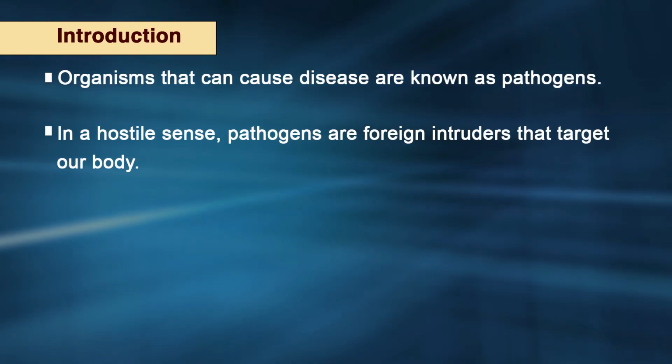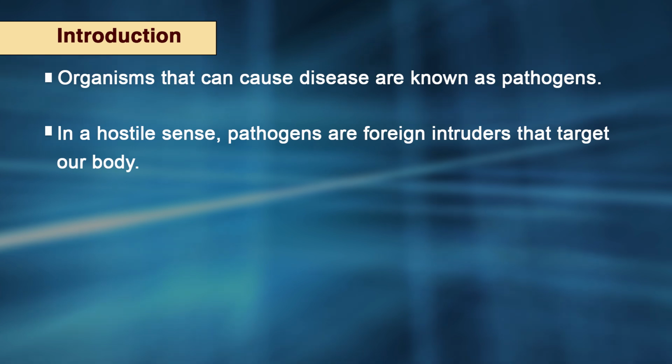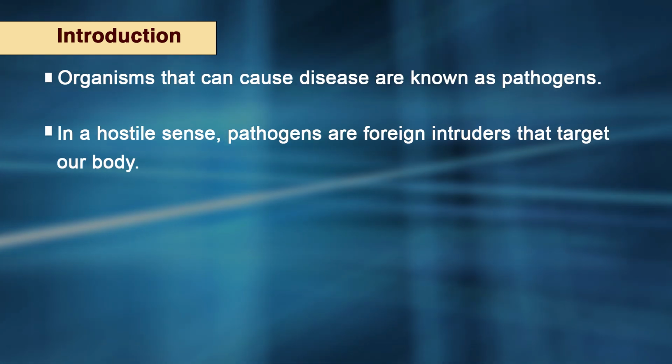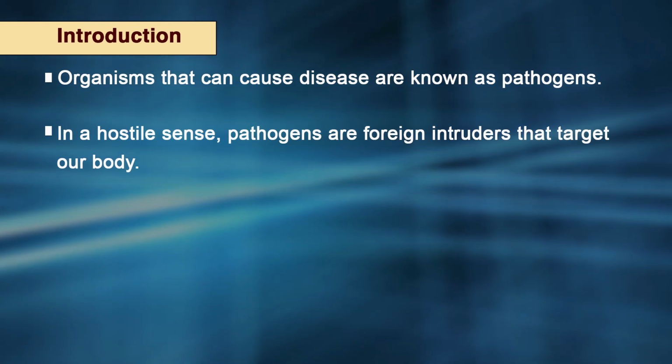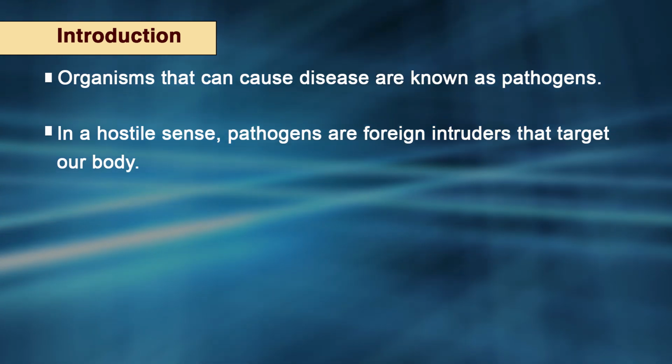Now let us start with the introduction. Pathogenic organisms. What does pathogen mean? The word breaks down into two roots. First, patho, a Greek word meaning suffering or disease, and gene, a Greek word meaning to be born or produce. By definition, organisms that can cause disease are known as pathogens. The severity of the disease caused by various pathogens also varies greatly.